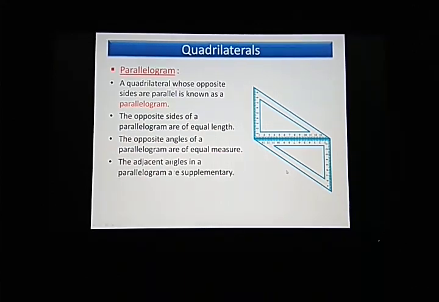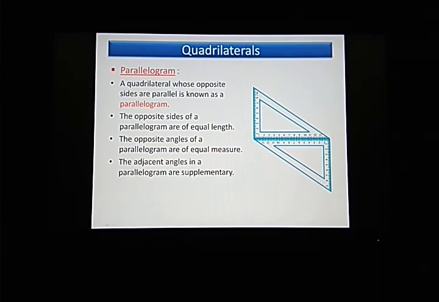Next thing, the adjacent angles in a parallelogram are supplementary. Adjacent means this angle and this angle are adjacent. This angle and this angle are adjacent, and these are adjacent. Adjacent means the neighboring, just the next one. So if we take both the neighboring angles, or the adjacent angles, then their sum will be supplementary.